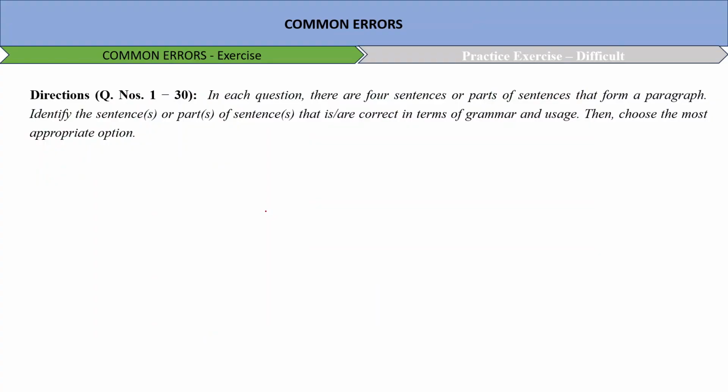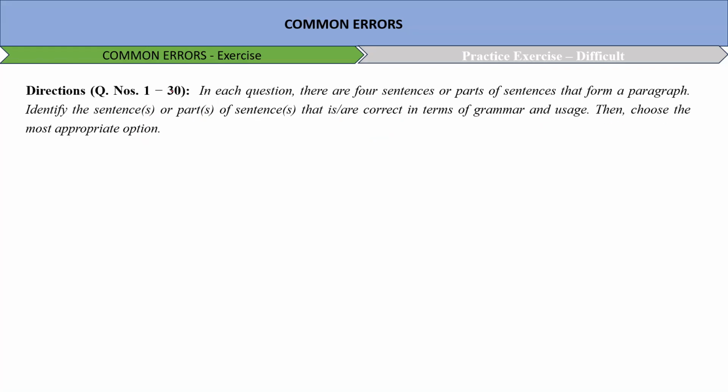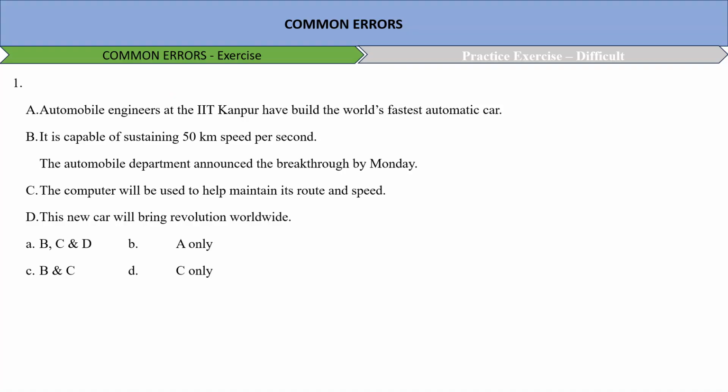This instruction says question number 1 to 30. In each question, there are 4 sentences or parts of sentences that form a paragraph. Okay, the sentences will be a part of a paragraph. Now we have to identify the sentence or sentences, or part or parts of sentences, that is or are correct. We have to find the correct ones in terms of grammar and usage. Then choose the most appropriate option. Let's see what kind of question pattern we have here.